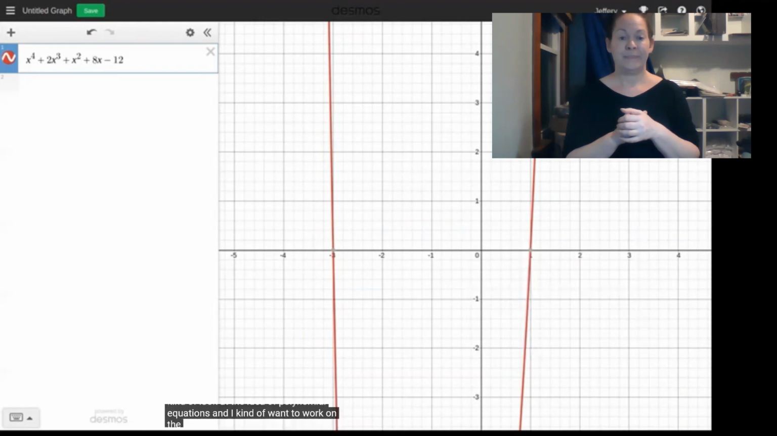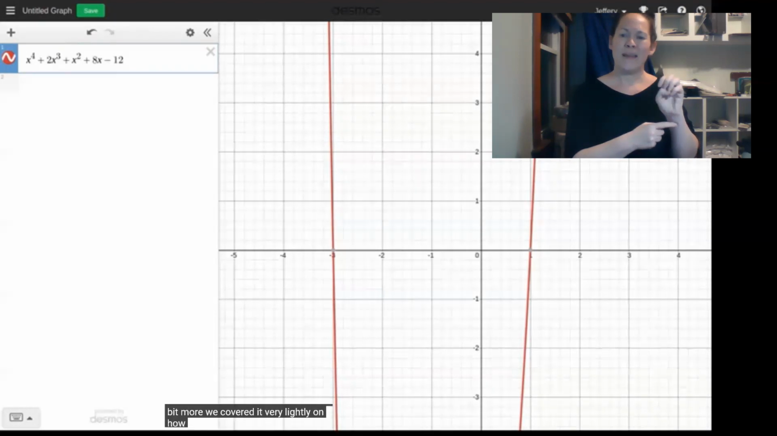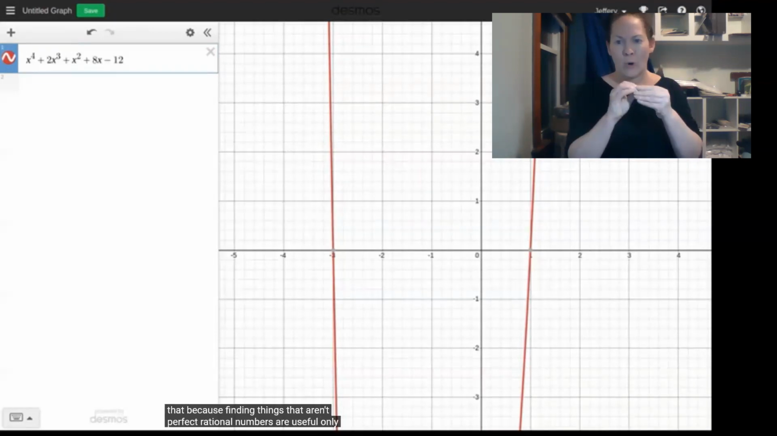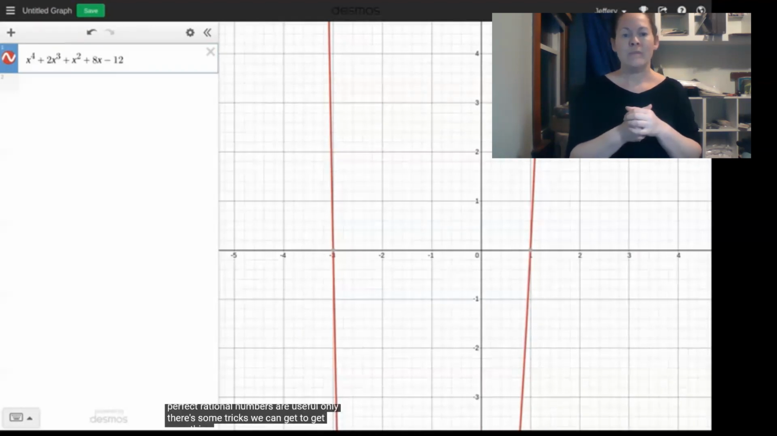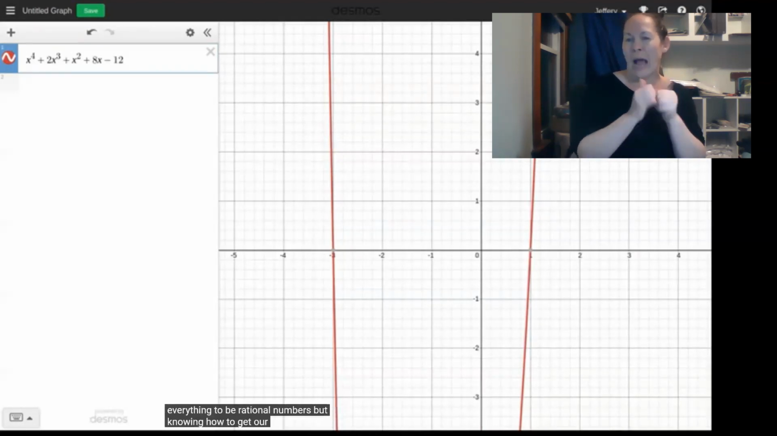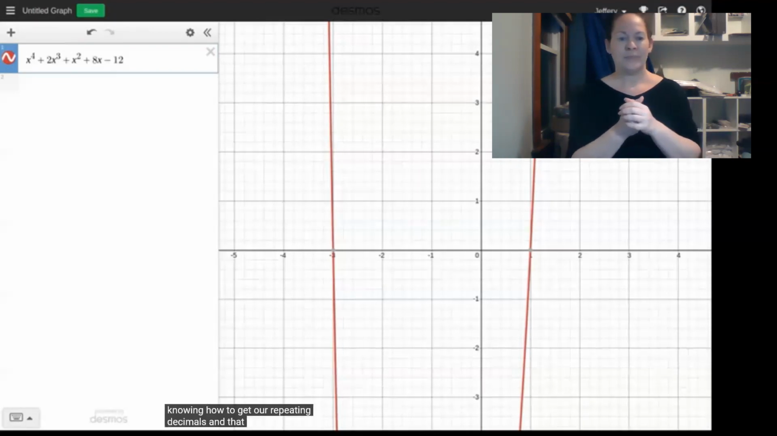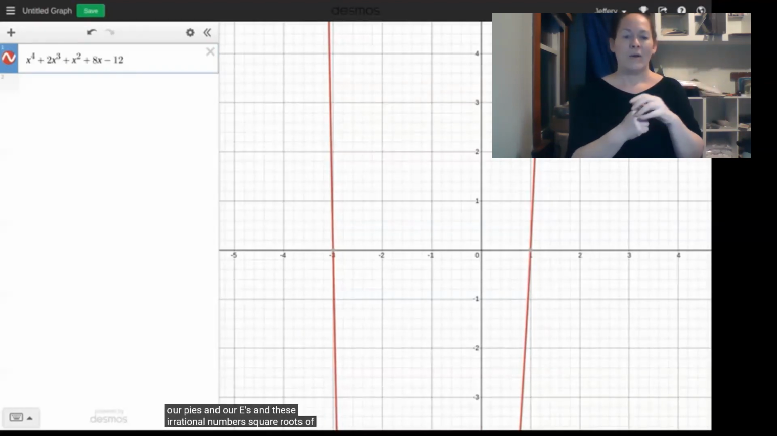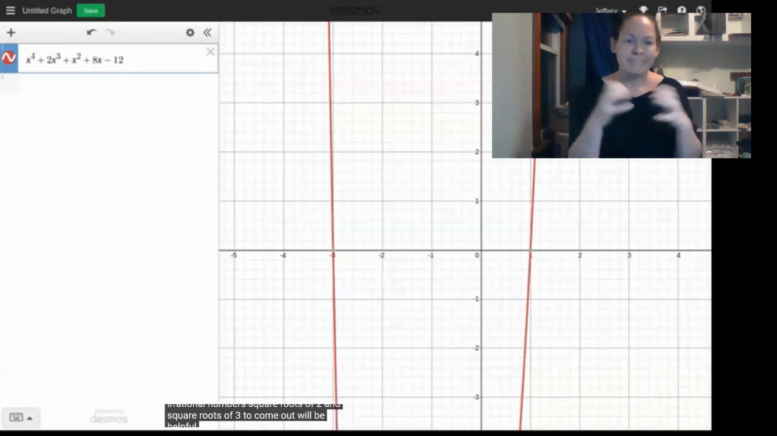And I want to work on the intermediate value theorem a little bit more. We covered it very lightly, on how we would find rounding. And let's look at a polynomial equation, and I'll move into that, because finding things that aren't perfect rational numbers is useful. There are some tricks we can use to get everything to be rational numbers, but knowing how to get our non-repeating decimals, our pi's and our e's and these irrational numbers, square roots of 2 and square roots of 3, to come out will be helpful.